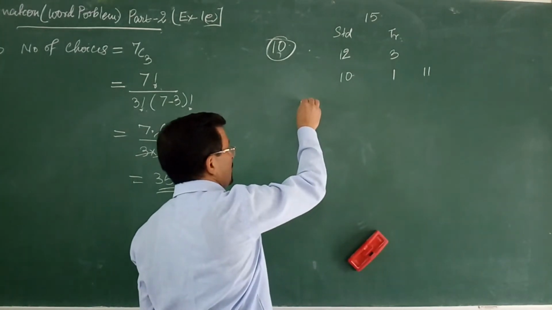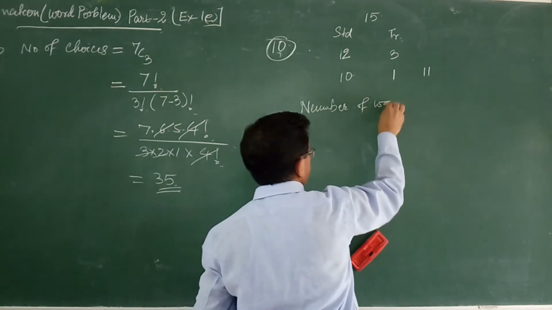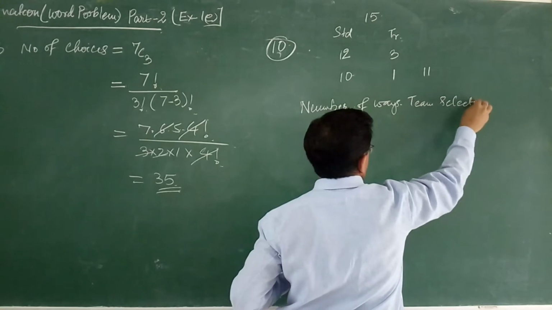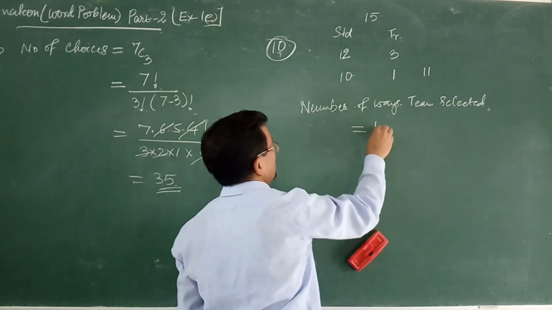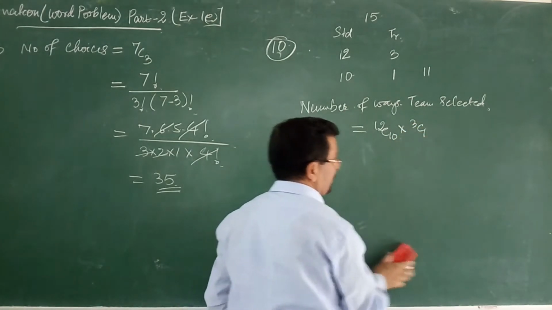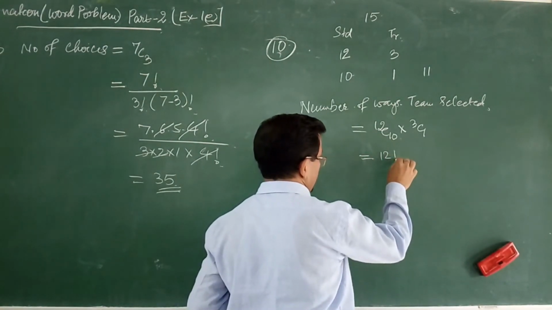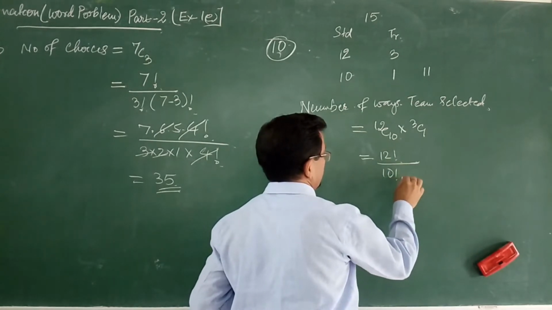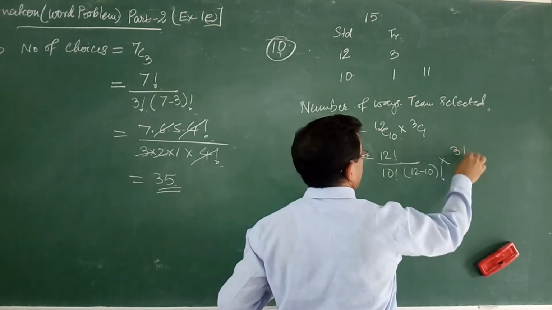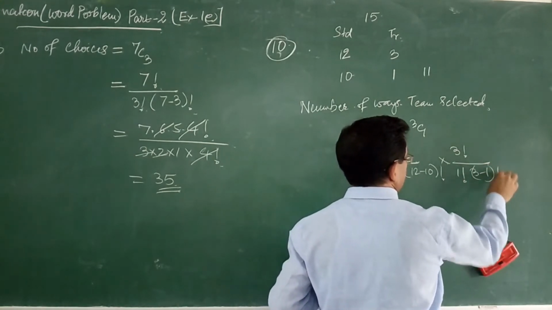So, the number of ways the team can be selected will become equal to 12C10 into 3C1. We can simplify and get the number of ways. Is it clear? This is 12 factorial over 10 factorial into (12 minus 10) factorial, into 3 factorial over 1 factorial and then (3 minus 1) factorial.